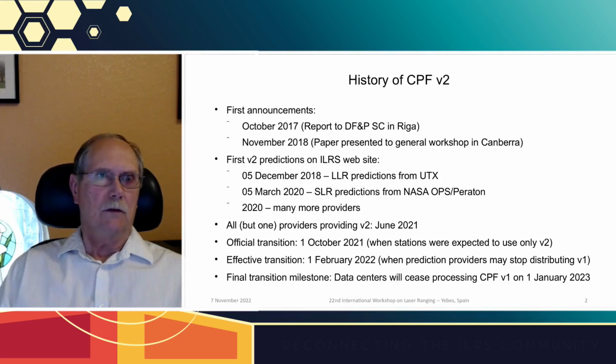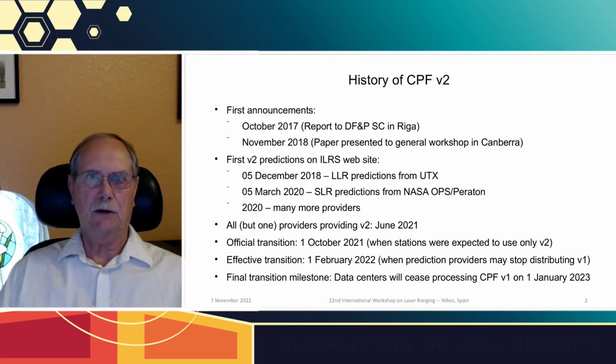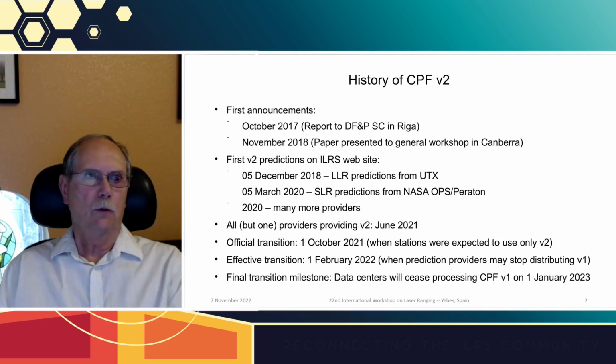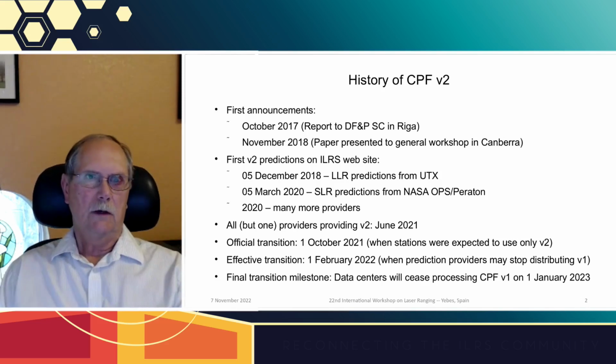From that point, things were set up on the ILRS website. And we had the first predictions on the ILRS website in December 2018, which is the lunar predictions from UT. March of 2019, not 2020, 2019, the SLR predictions from the NASA ops Periton. And 2020, there were many more providers from various groups. So by June of 2021, all but one of the providers was providing version 2 CPFs as well as version 1.